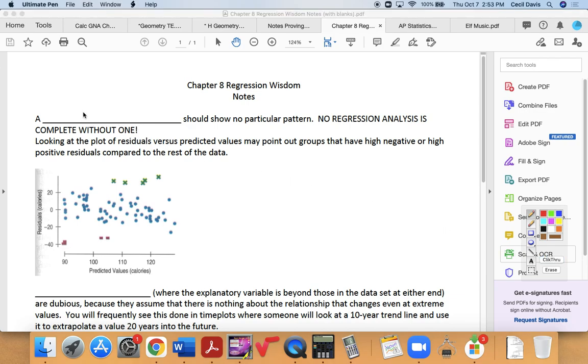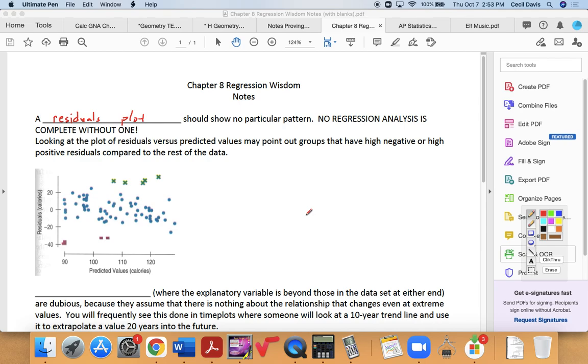Remember that a residuals plot, and I will totally cop to, I usually call it a residual plot, but it's supposed to be called a residuals plot, should show no particular pattern. No regression analysis is complete without one. If you haven't done a residuals plot, you could be wrong. Okay?